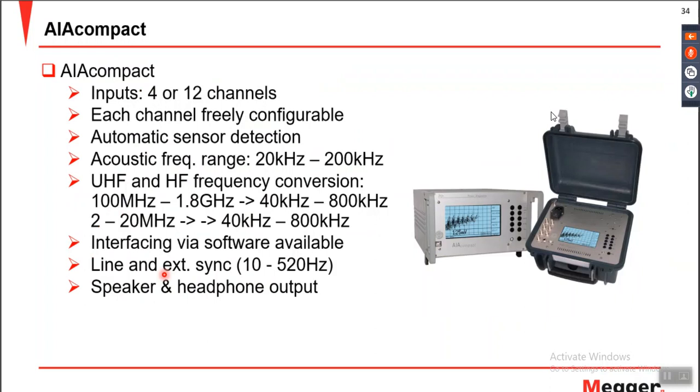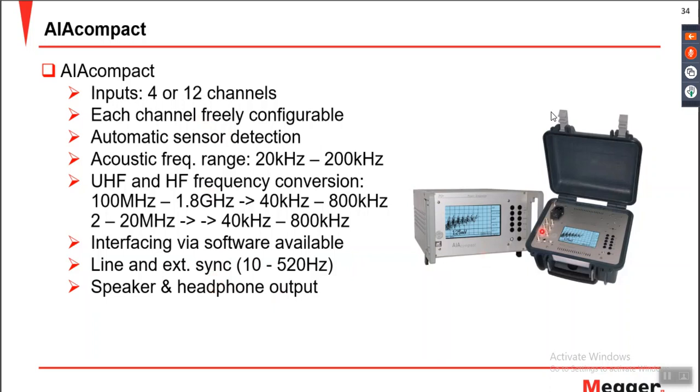And apart from this instrument, we have another instrument called AIDA Compact, which gives you an advantage to perform the UHF measurement and acoustic measurement with a single instrument. This instrument is available in different input channels like 4 or 12 channels depending on the customer requirement. And all these channels can be freely configured to acoustic or UHF measurement. And the system has a brain which can detect which kind of sensor is connected to the instrument, whether it is acoustic or UHF.